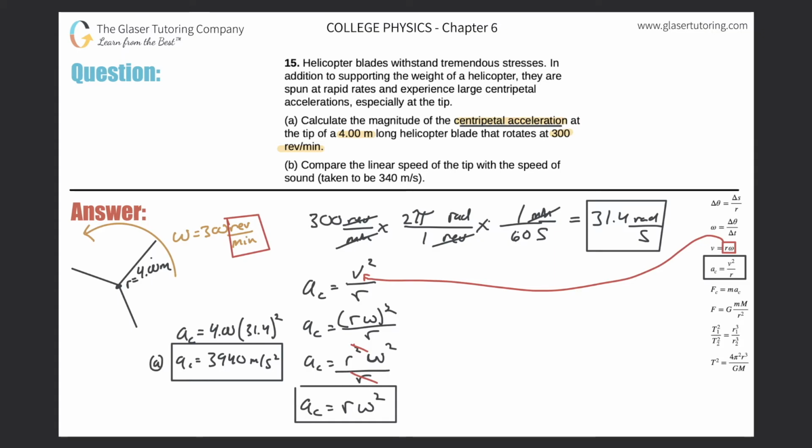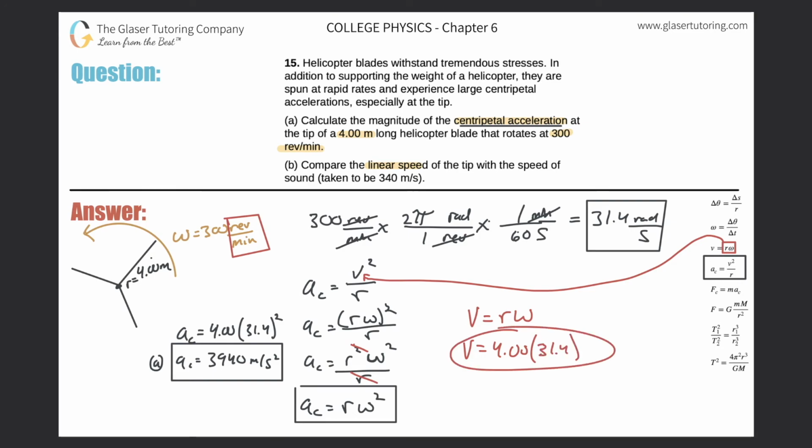All right, let's take a look at letter B. Compare the linear speed, aka the tangential velocity, of the tip with the speed of sound. So now what we need to do, realize that the variable v here, which I spoke about before, is the tangential velocity. Now I'm looking on the right-hand side and I realize that I can use this formula right here because I do know all those variables. So I can solve for the tangential velocity. The linear velocity, or the tangential velocity, is equal to the radius multiplied by the angular velocity. So all we need to do is plug in 31.4.